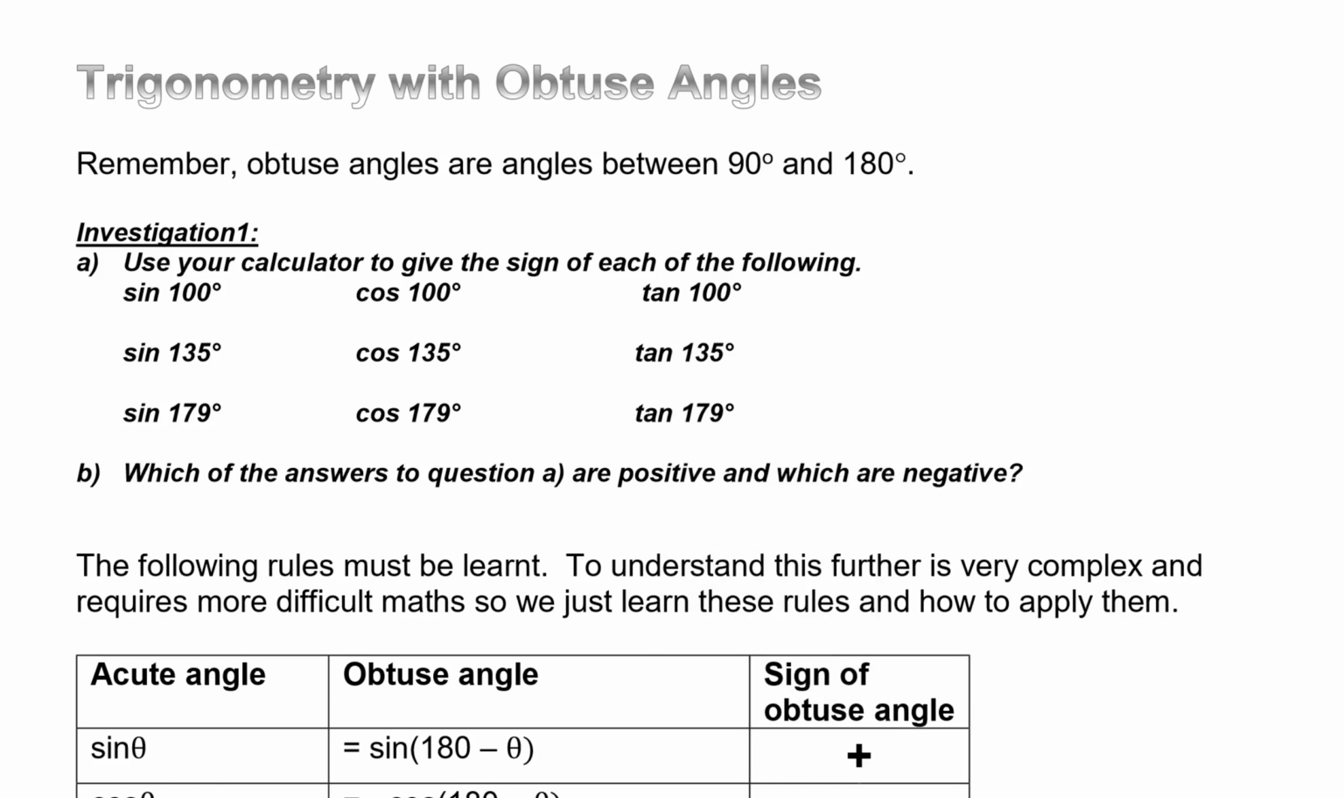If we type these things in, we're going to find that this one is positive, but this one is negative. Then this is positive, this is negative, this is negative, this is positive, although only a very small number, this is negative, and this is also negative. Confirm it for me. Do you see a pattern? Yes. For obtuse angles, sine is positive, cos and tan are negative.